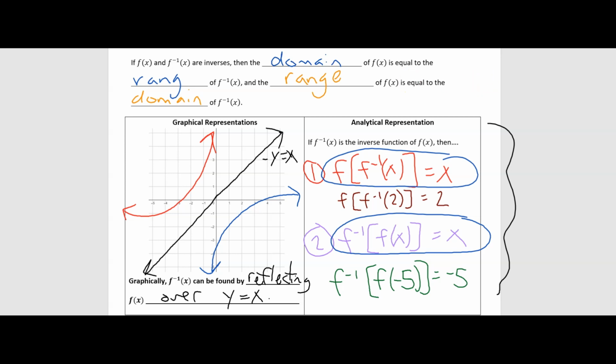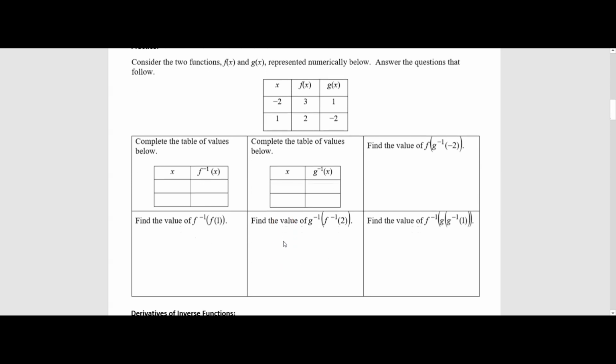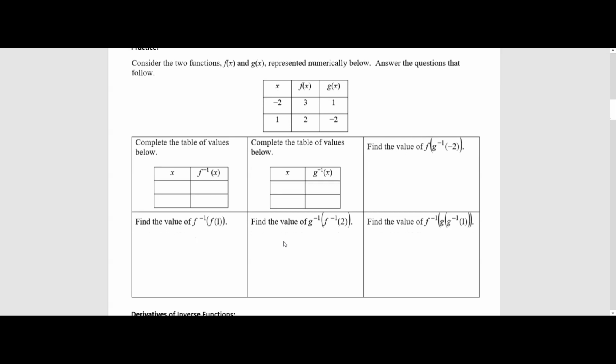Okay. All right, let's go down and put these things to use in some practice problems. Put these ideas to use. So we're not actually getting into the calculus yet. We're just going to practice some of these relationships between functions and their inverses.